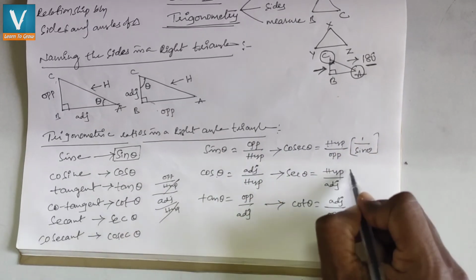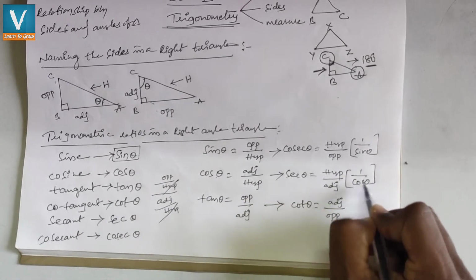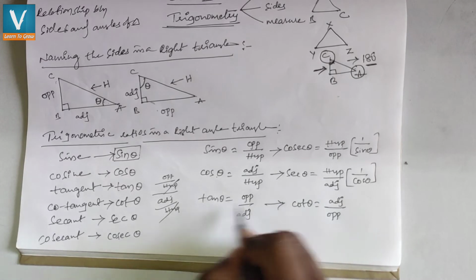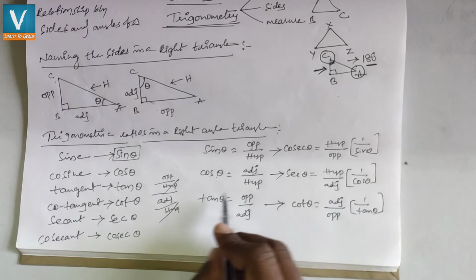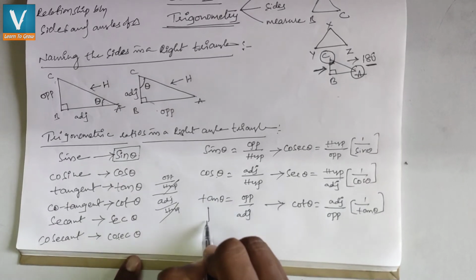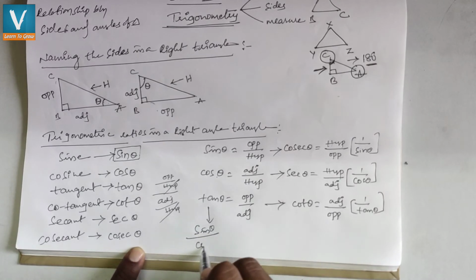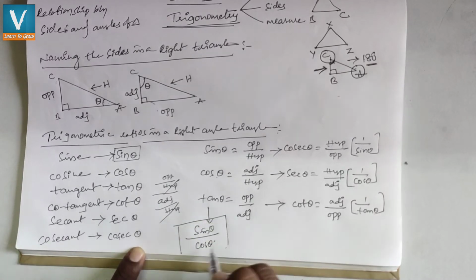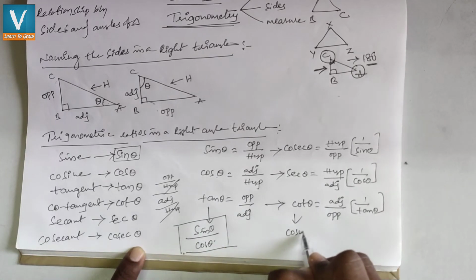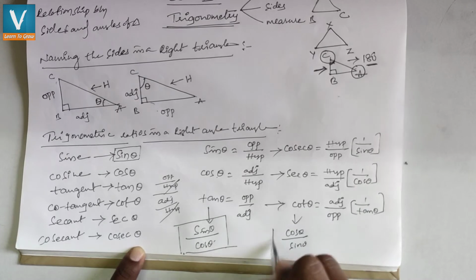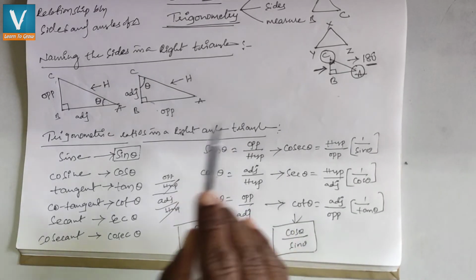Sec is the multiplicative inverse of cos, nothing but 1 by cos. Cot theta is the multiplicative inverse of tan, nothing but 1 by tan. And one more thing we have to remember compulsorily: how will you get tan theta? By dividing sine and cos, sine theta by cos theta, then you get tan theta. And cot is the reverse: cos theta by sine theta, then you get cot. This is a major thing which you have to remember for the entire chapter.